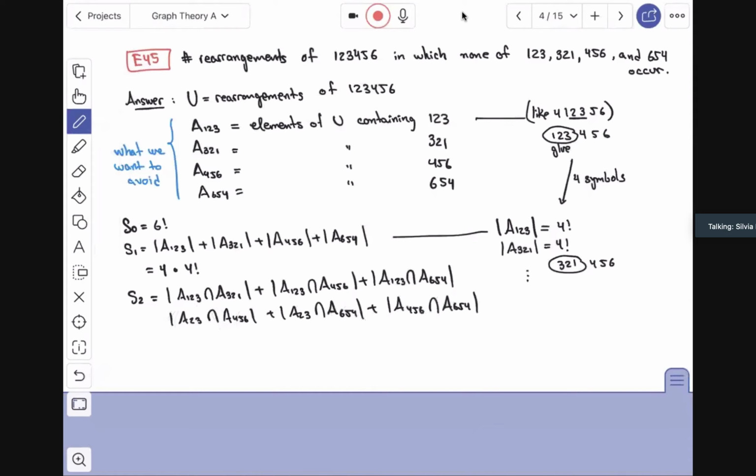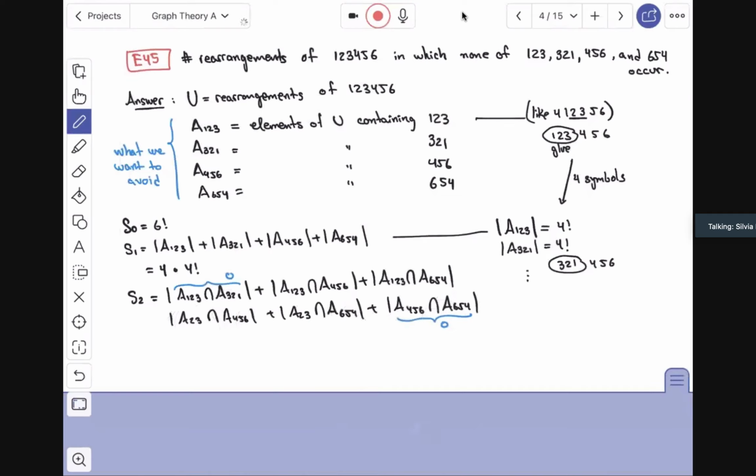In the first one, can I have 1, 2, 3, and 3, 2, 1 at the same time? I can't, right? So this one is 0. Do you agree with me? Yes. And the same for that one, right? So those cannot happen at the same time. I cannot have 4, 5, 6, and at the same time 6, 5, 4. It's two different orders for the same three numbers. That's not going to happen.